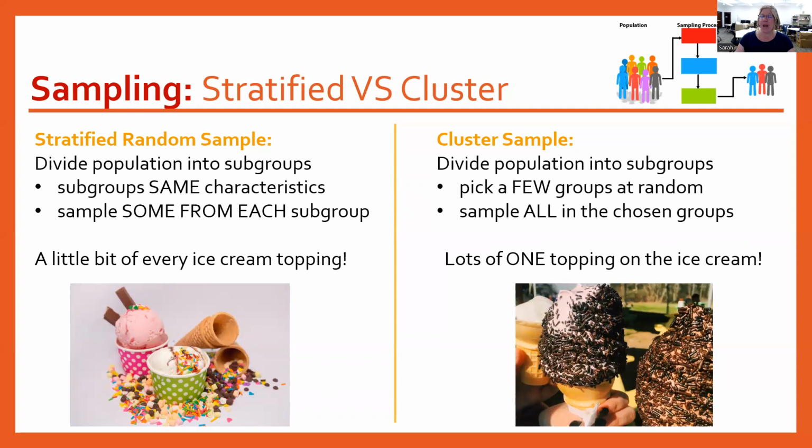Okay. All right, so come back to the next video. We're going to look at some ways that you can get really biased samples with the convenience and voluntary response samples.